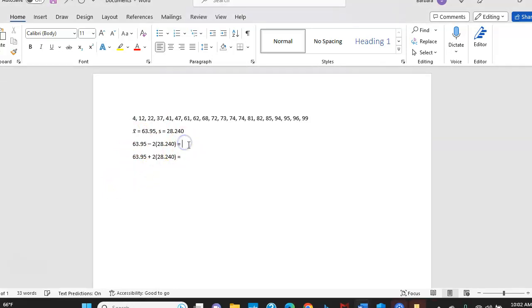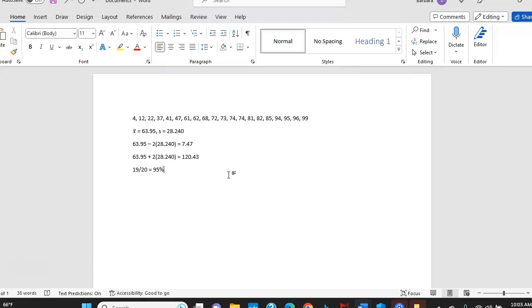So for the first one, when I stick that into my calculator, I get 7.47. And for the second one, I get 120.43. Now, if we look at our data, all of this data, there's only one item that does not fall in this range from 7.47 to 120.43, and that is that 4. So that means 19 out of my 20 items, 19 out of 20, which is 95%. 95% of my data falls within two standard deviations.